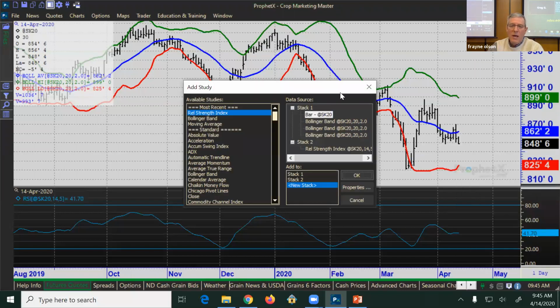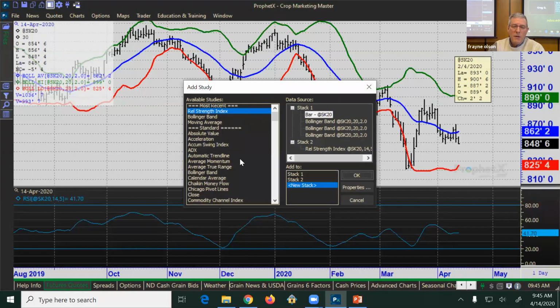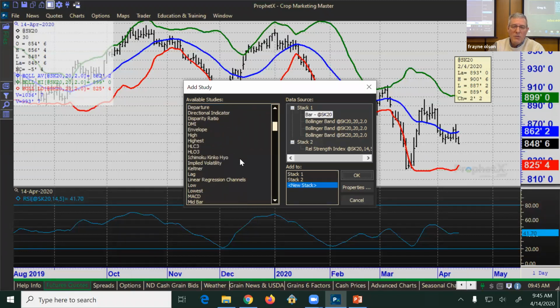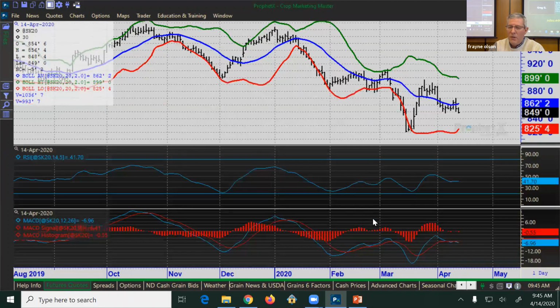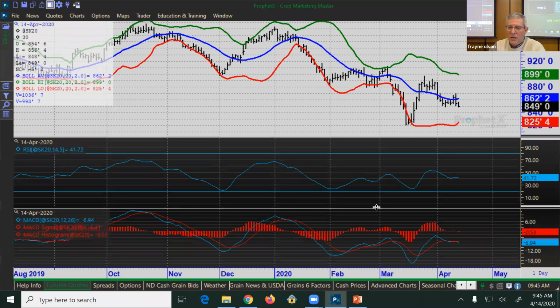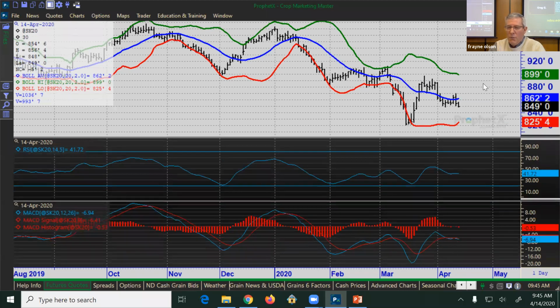Given the time I have left, let me add one more. Actually, this is one that I like to use quite a bit. It's MACD, the moving average convergence divergence. It's this one here. I'm going to add that one and we'll talk about it. So we'll look at all three of our gauges simultaneously and get an idea of what these different indicators are saying about what's happening in the marketplace today, especially for old crop soybeans.